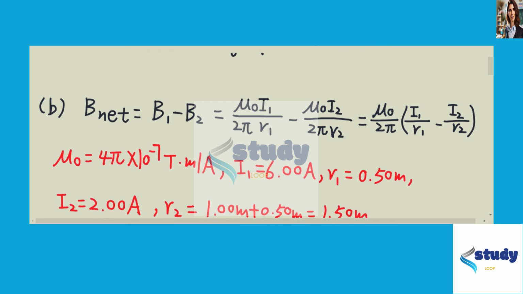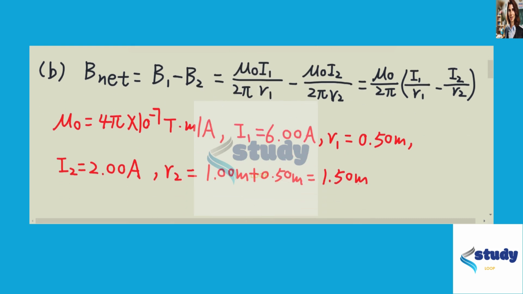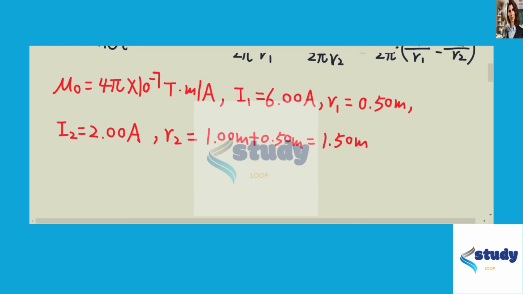And the next question was asking us for the net magnetic field at point Q, which is equal to B1 minus B2. Okay, so we have mu0 I1 over 2 pi R1 minus mu0 I2 over 2 pi R2. So eventually we have mu0 over 2 pi times I1 over R1 minus I2 over R2. So mu0 is the permeability of free space, which is 4 pi times 10 to the power negative 7 Tesla meter per ampere. And I1 is 6 ampere, R1, which is the distance between wire 1 and point Q, is 0.50 meter. And I2 is 2 ampere, and R2 is equal to 1.5 meter, which is the distance between wire 2 and point Q.